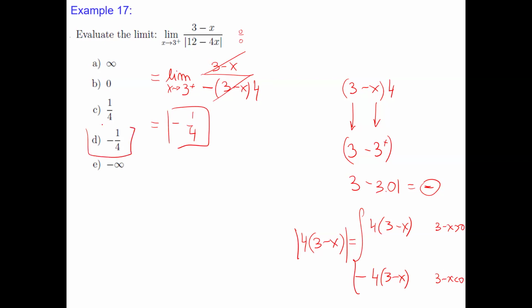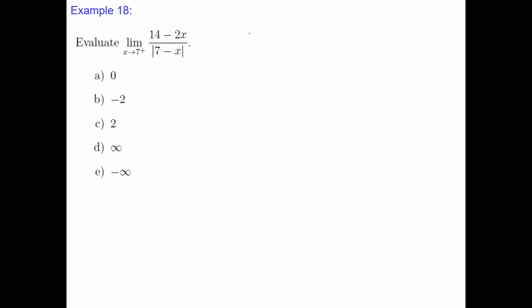negative 1/4. Again, x approaches the number from the right-hand side, but the answer is negative. Yeah, please be careful. And it was 0 over 0, I just couldn't write it down. Okay, and then I have this one: (14 minus 2x) over the absolute value of the quantity 7 minus x. x approaches 7 from the right-hand side. Okay, 14 minus 14, 0. 7 minus 7, 0. Okay, 0 over 0.